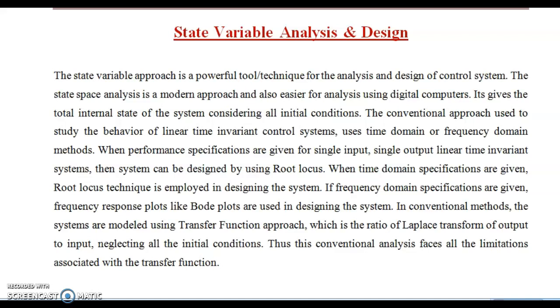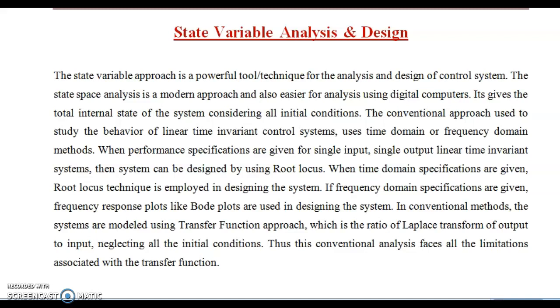Hi everyone. Let's start the first module in the advanced control system, state variable analysis and design. Already I said in this first module we are going to see the first difference between your previous conventional method, whatever I studied in the control system subject, and what is the state variable analysis technique. Difference between them, it is an important question.